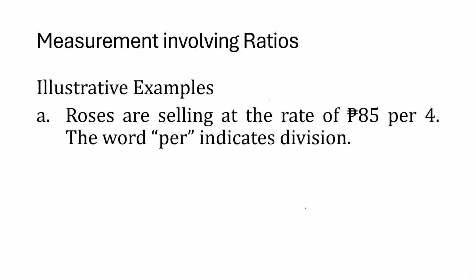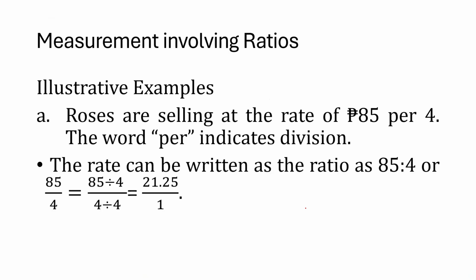Let's try an example. Roses are selling at the rate of 85 pesos per 4. The word per indicates division. For example, the rate can be written as the ratio 85 is to 4, or in fraction form, 85 over 4. But in this case, we just directly divide 85 by 4.